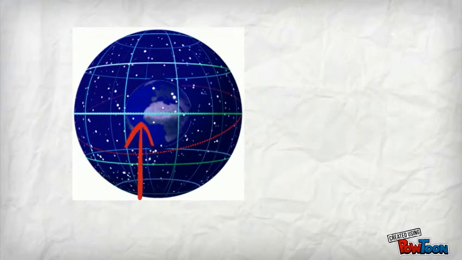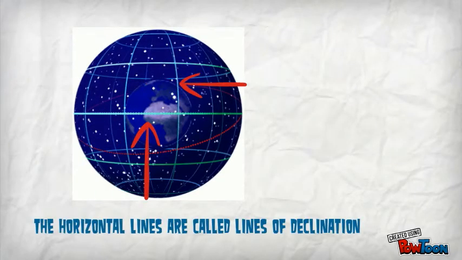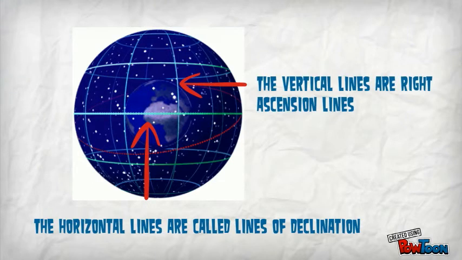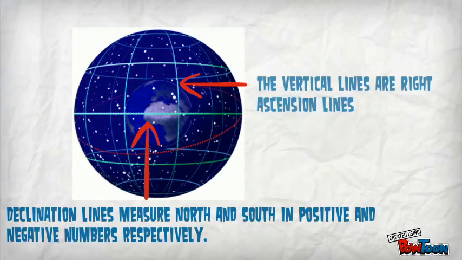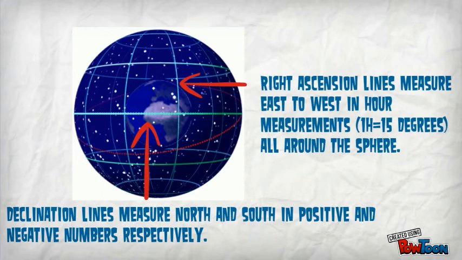If you take a look at the celestial sphere, you see a grid with horizontal lines of declination and vertical lines of right ascension. Declination lines measure north and south and have a celestial equator. If you measure north, you're measuring in a positive direction, and it's opposite if you're measuring south. Right ascension lines measure east to west in units called hours. An hour is equal to 15 degrees.